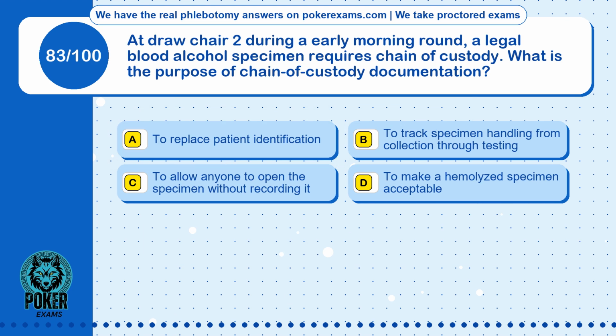Question 83. At draw chair 2 during an early morning round, a legal blood alcohol specimen requires chain of custody. What is the purpose of chain of custody documentation? Option A. To replace patient identification. Option B. To track specimen handling from collection through testing. Option C. To allow anyone to open the specimen without recording it. Option D. To make a hemolyzed specimen acceptable.